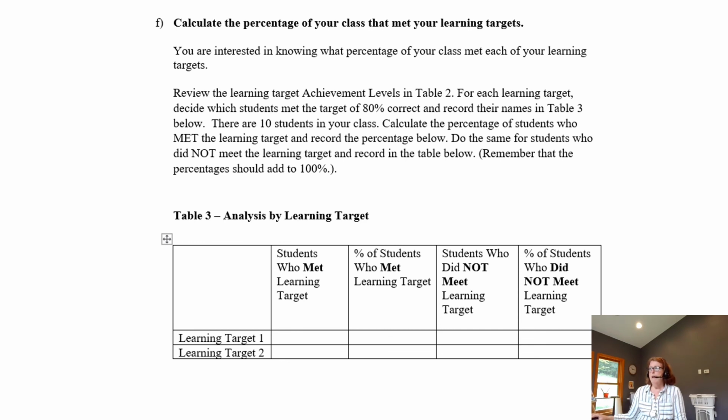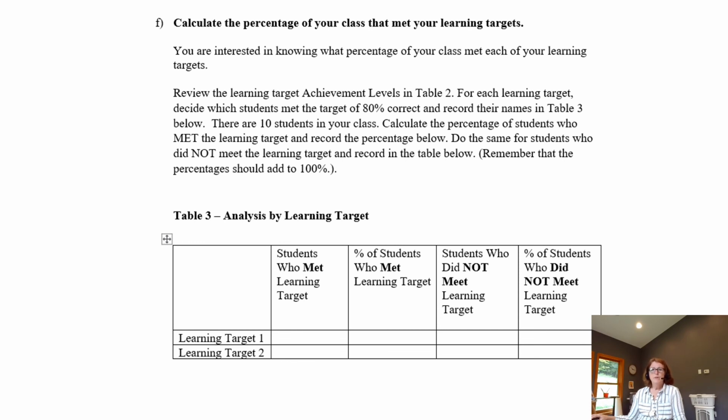So you're going to go back to Table 2. You're on Table 3 now, but you're going to go back to 2 and look in that column that says achievement learning level by learning target, and you're going to say how many are at or above 80% and count them. So maybe you have 8 students that met Learning Target 1 and 2 students that didn't. Remember, it needs to add to 10 because there are 10 students.